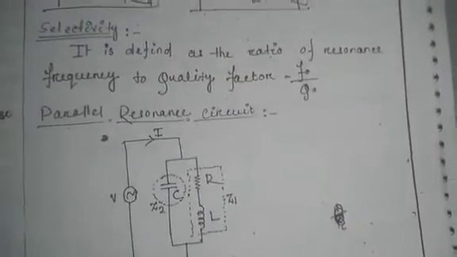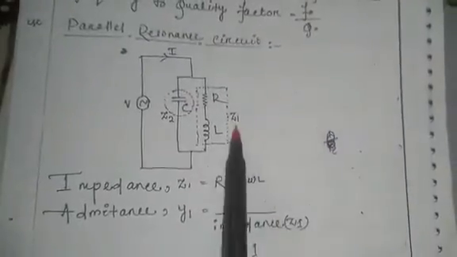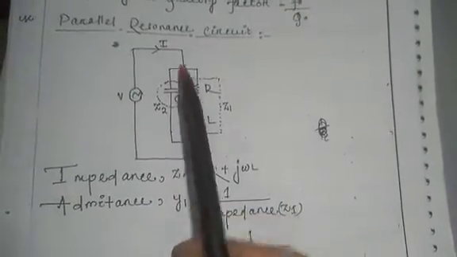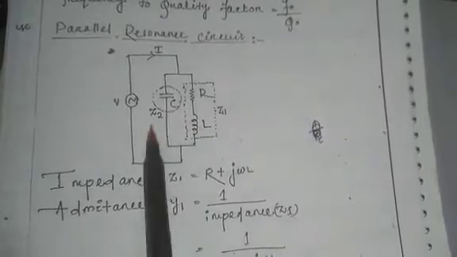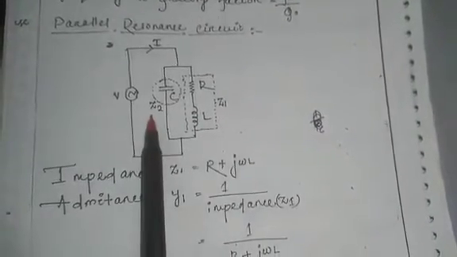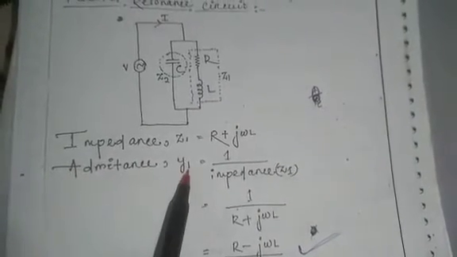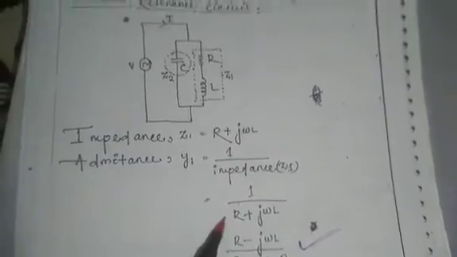Then we will now discuss the parallel resonance circuit. Here the alternating voltage is V and the current is I, and here R and L are taken in series and C is in parallel, then that is your Z1 and this one is Z2. Impedance Z1 is equal to R plus J omega L, and admittance is equal to 1 divided by impedance, 1 by Z1.